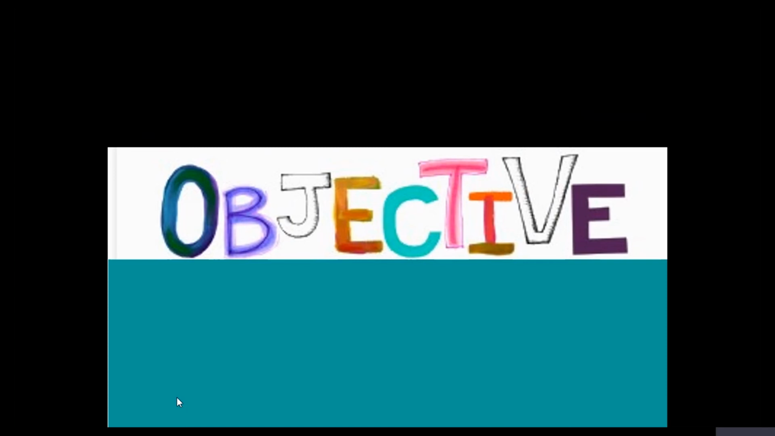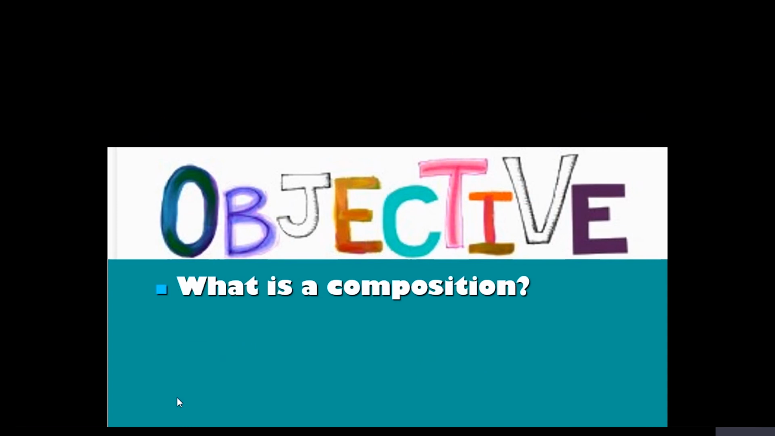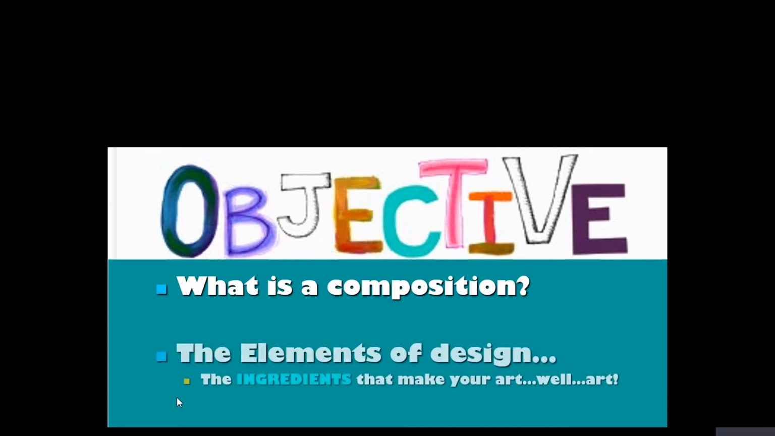So first, let's talk about the composition. A composition is the artwork. When we talk about the composition, we generally talk about what makes up the work of art. But how do you begin to talk about it? We need to break it down into parts.